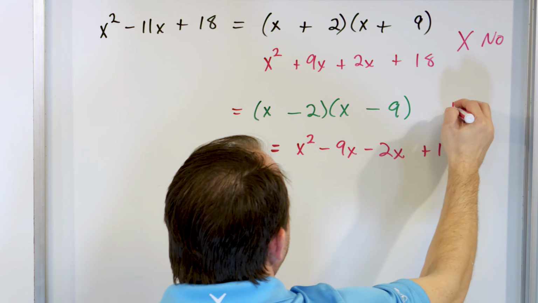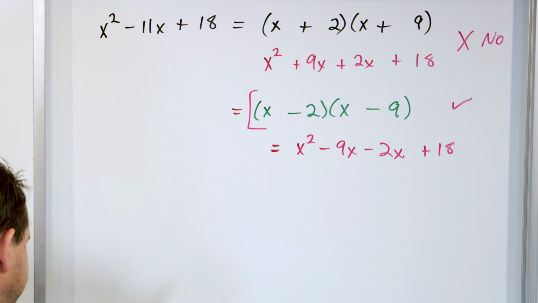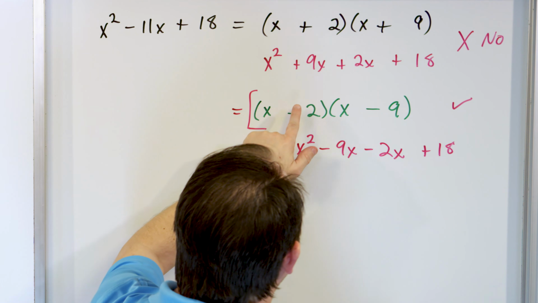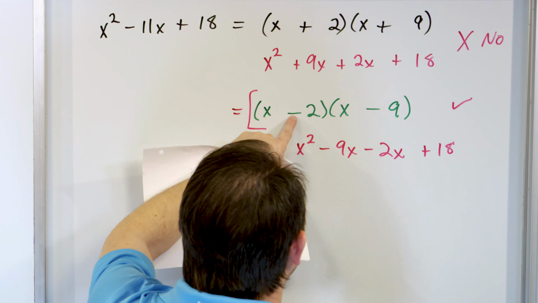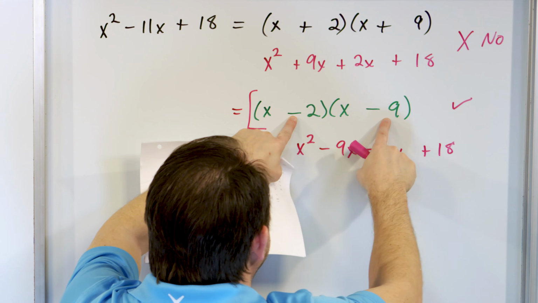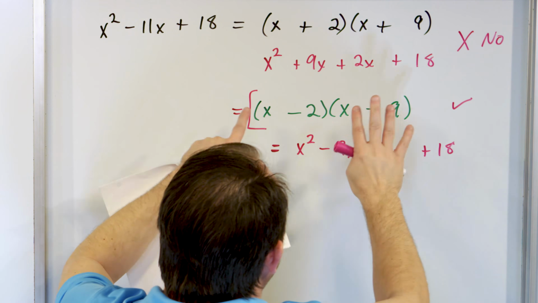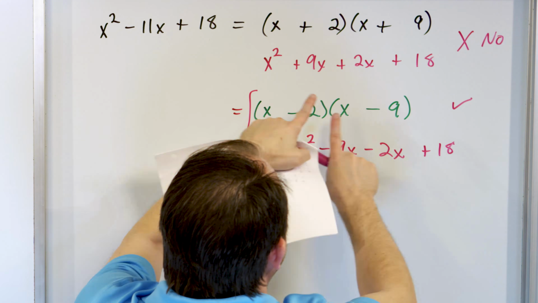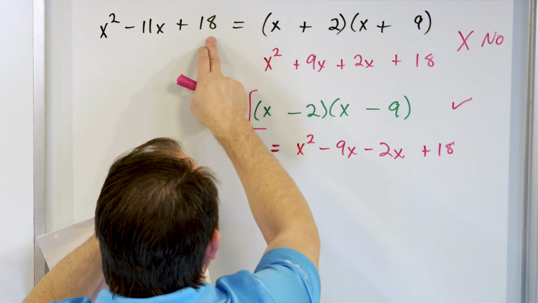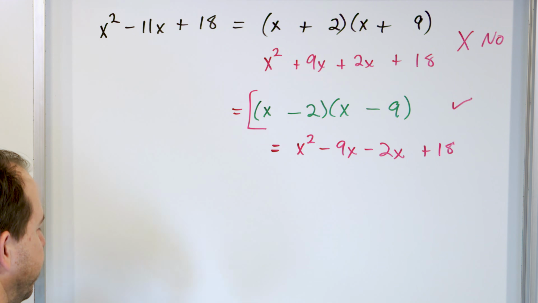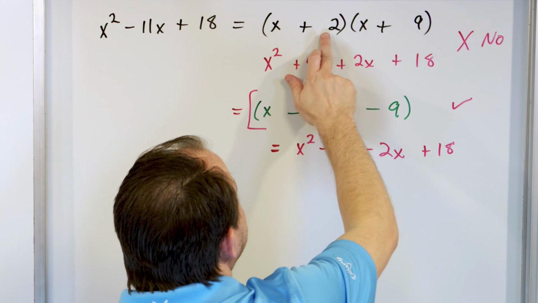And you can see right away that these will add to negative 11x. So this is actually correct. This is the final answer, x minus 2, x minus 9. And you know right away not to waste your time doing things like plus and minus, because if this were a plus and this were a minus, I would get negative 18, which is wrong. Or if I flip it around, if I have different signs in the different locations, I'm going to get negative 18, which would be wrong straight away.